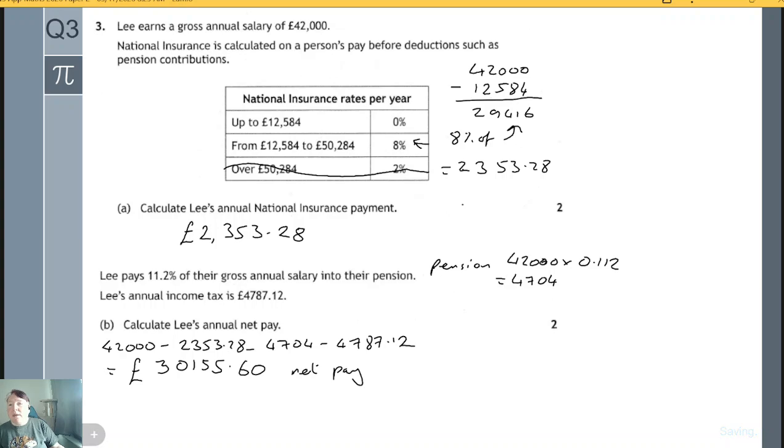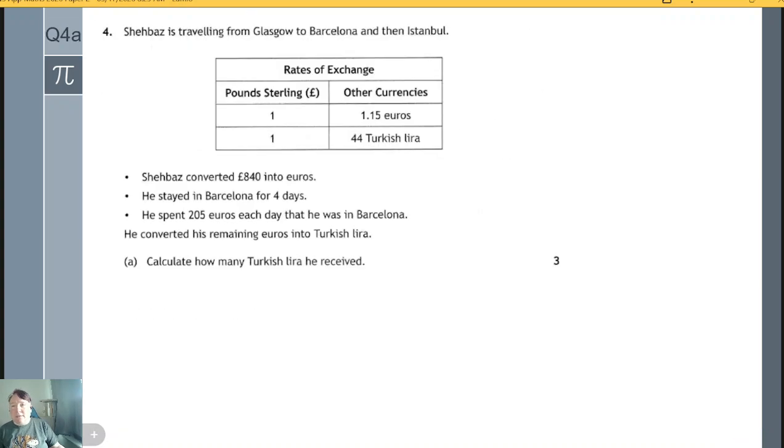Okay. Next question. This question is basically a story following through for, I think there's 4 parts to this one. Shabazz is travelling from Glasgow to Barcelona, then Istanbul. Shabazz converted £840 into euros. He stayed in Barcelona for 4 days. He spent 205 euros each day that he was in Barcelona. He converted his remaining euros into Turkish lira. Calculate how many lira he received.